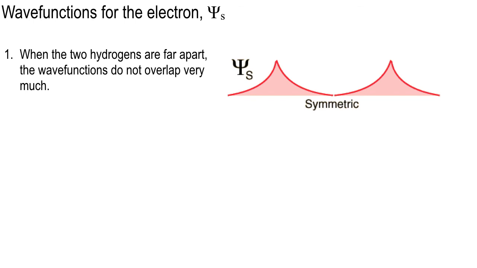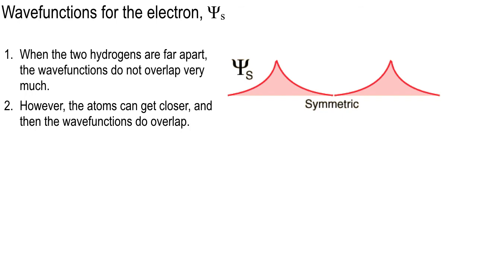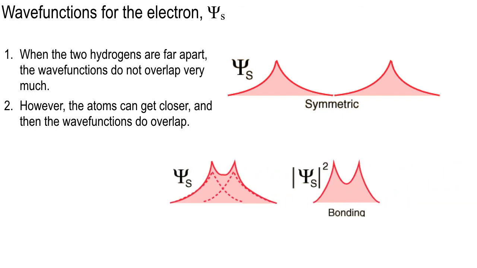All right? Now that means that we've got two separate atoms. Now, if you bring them a little closer, things start to change. If you get them closer, you start to get overlap. Write down the word overlap.